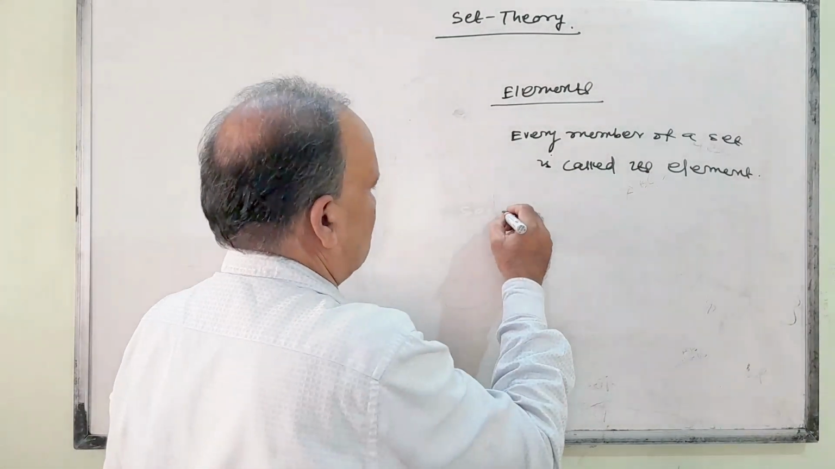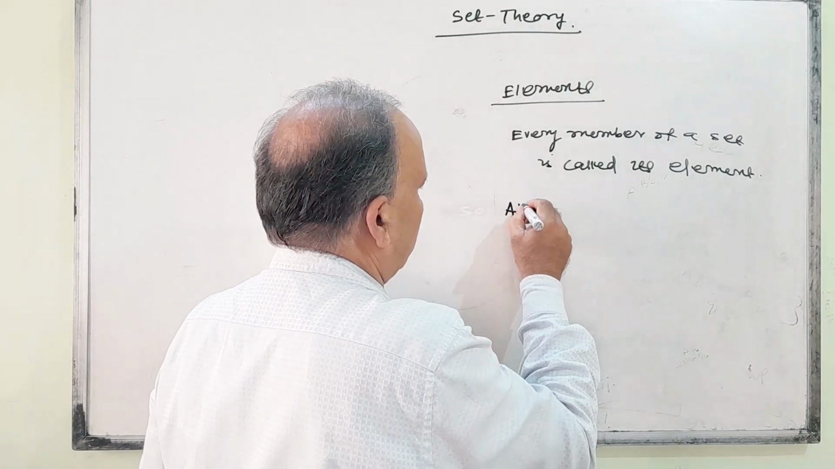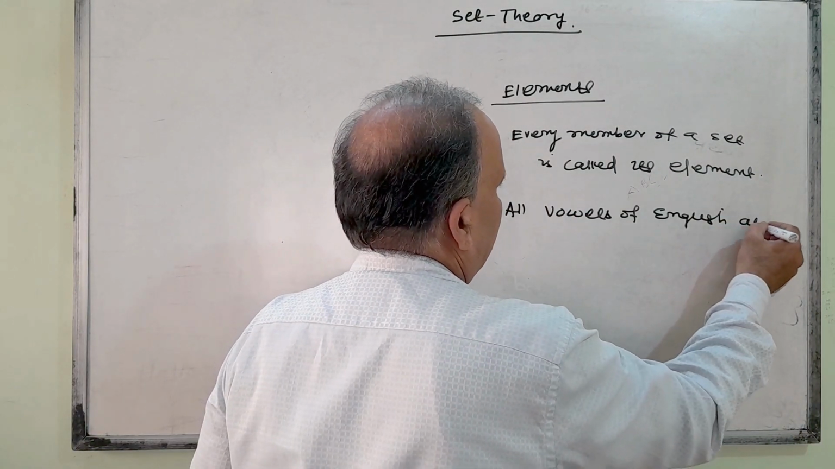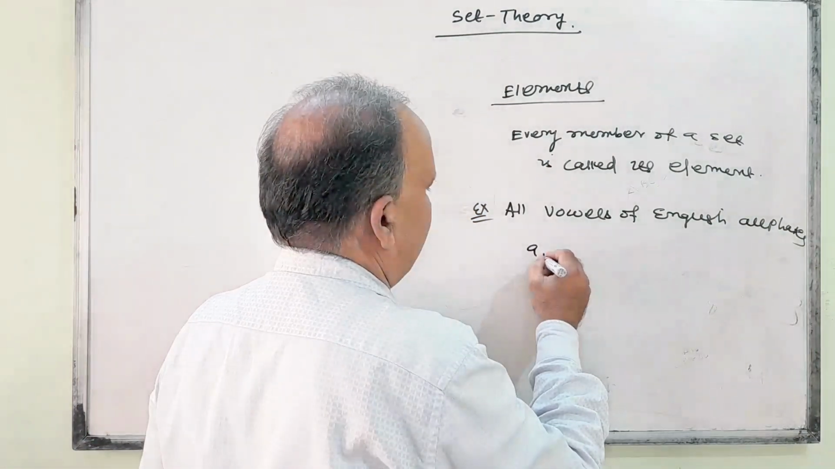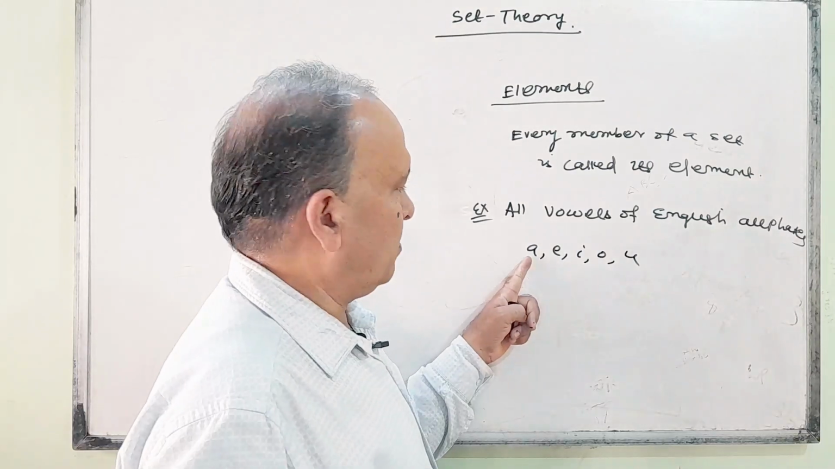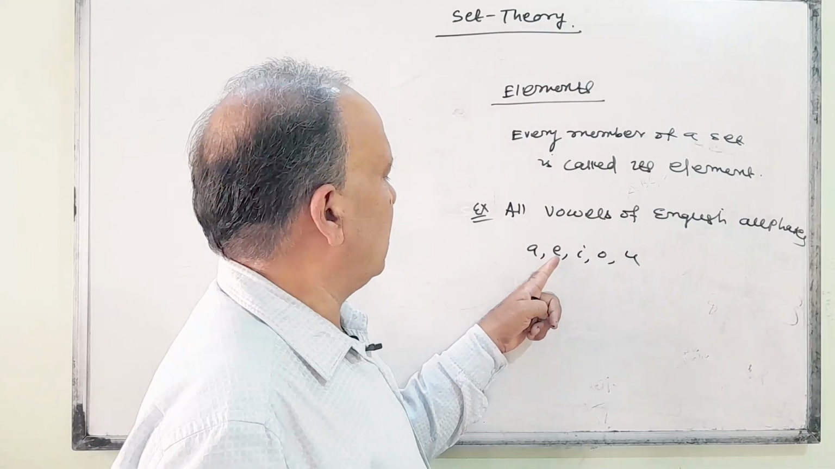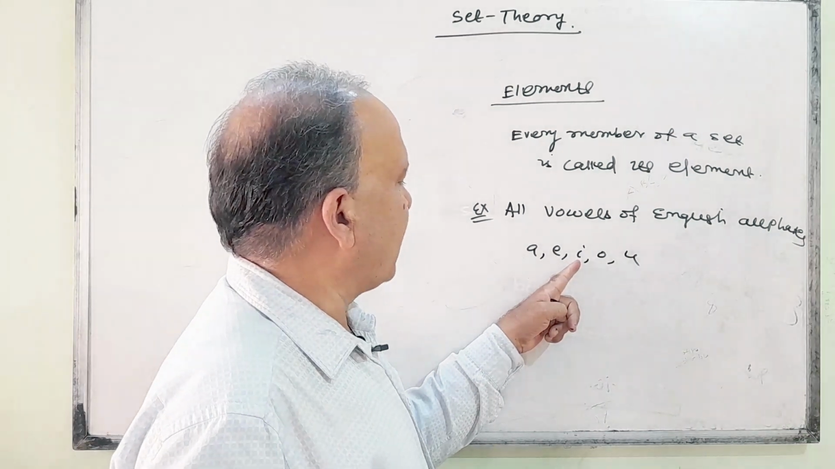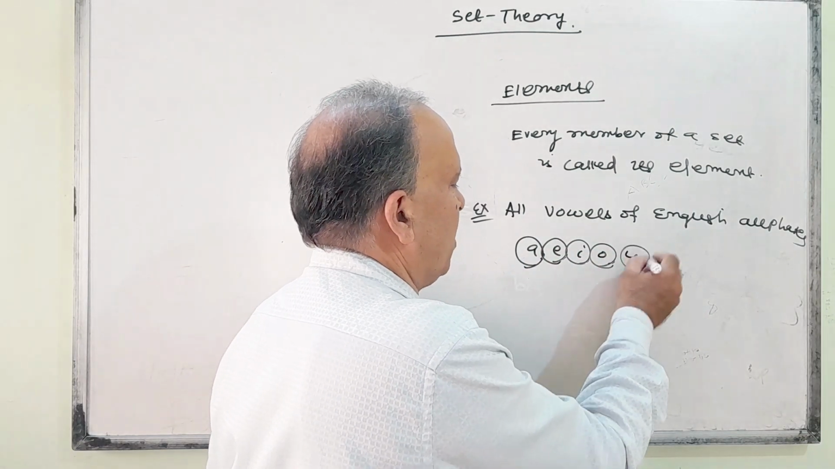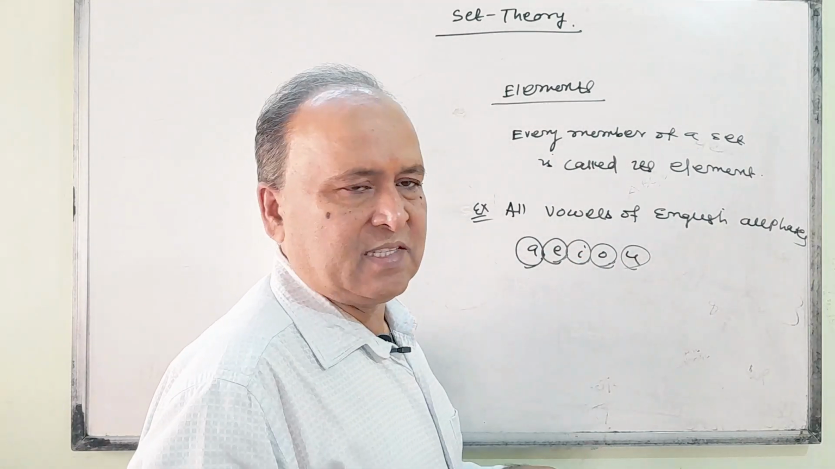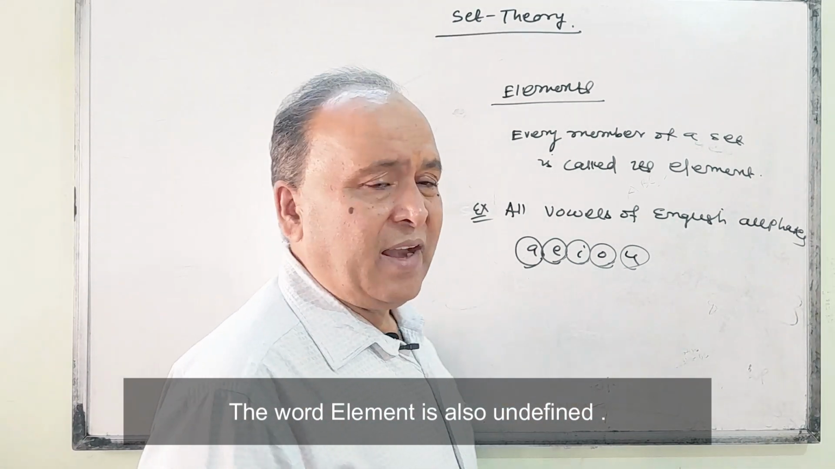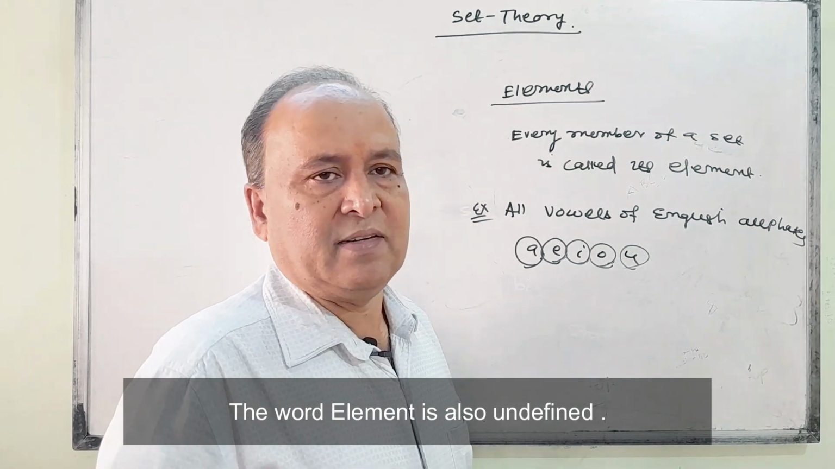For example, suppose all vowels of the English alphabet. You see these are A, E, I, O and U. So A is a member, A is an element, E is a member, I, O, U, all these are elements because these are the members of a given set. These are called elements.